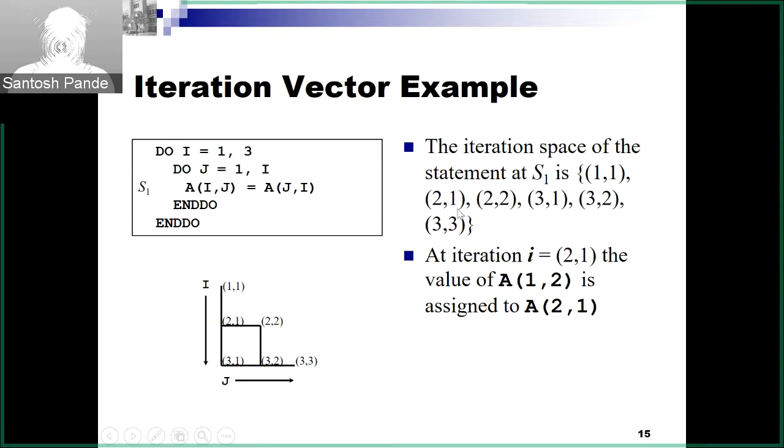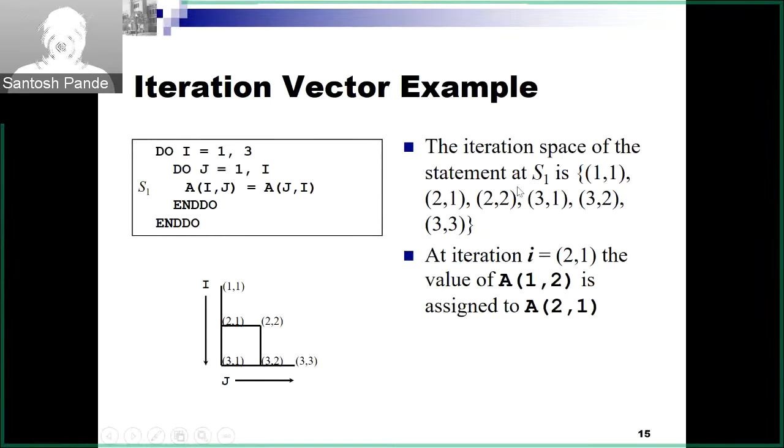Now the inner loop will span j equal to 1, so (2, 1) will be the next one, (2, 2) will be the next one. And then again, j cannot go past more than i, so it will reset i to 3. The next iteration will be i equal to 3, j equal to 1, and then i equal to 3, j equal to 2, and finally the loop will end at (3, 3).